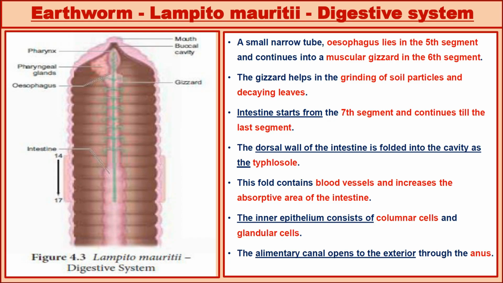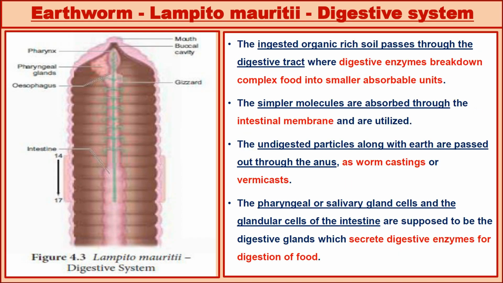This fold will increase the absorptive area of the intestine. The inner epithelium of the intestine consists of columnar cells and the glandular cells, and the alimentary canal opens to the exterior through the anus in the last segment.